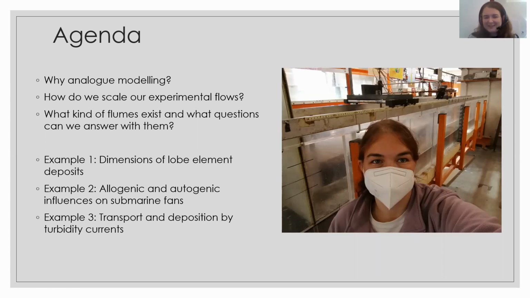So on this picture, you actually see me. I've managed to get into the flume tank this year, finally, after the long lockdown, and do some experiments. You will see some of the results from that just at the end, because these are the experiments of example 3.